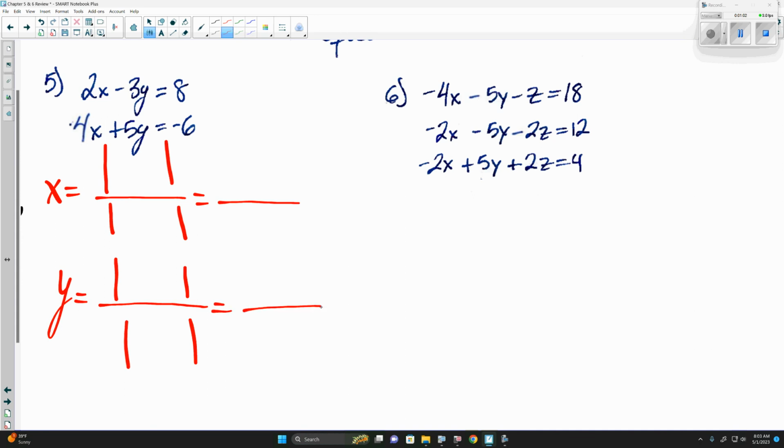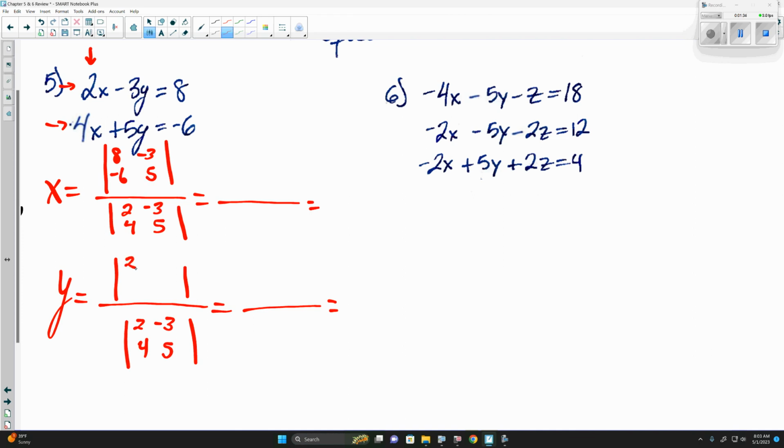Now you could go on and just skip to having what it's equal to. That's just fine. Now the determinant of the denominator of both these here is just the coefficients of our variables. So here's going to be 2, -3, 4, 5. Now since we're solving for x first, we're going to replace the two x values, 2 and 4, with what the equations are equal to. So here's going to be 8, -6. We want -3 and 5.